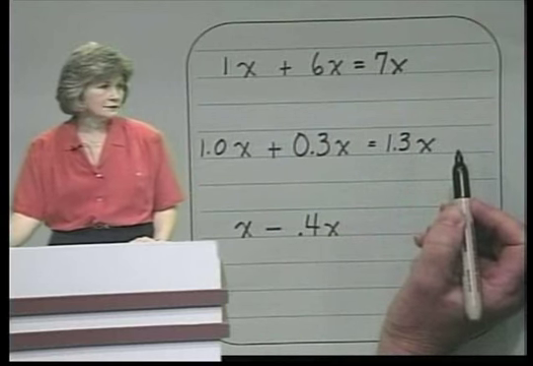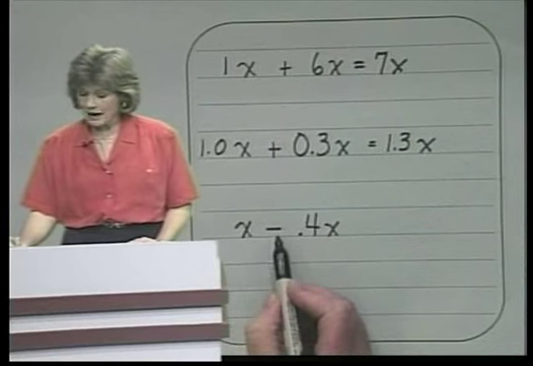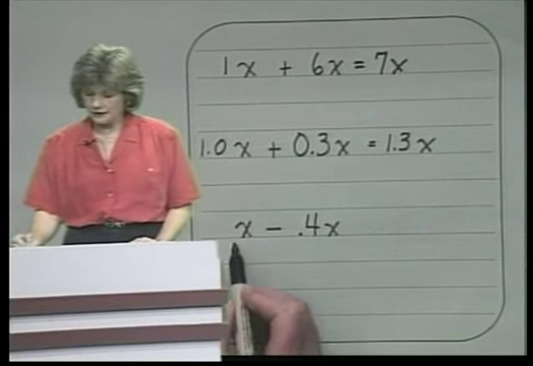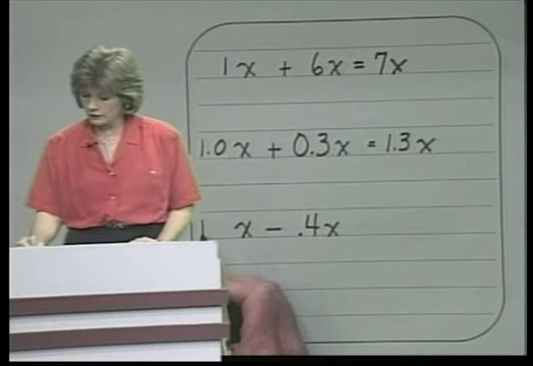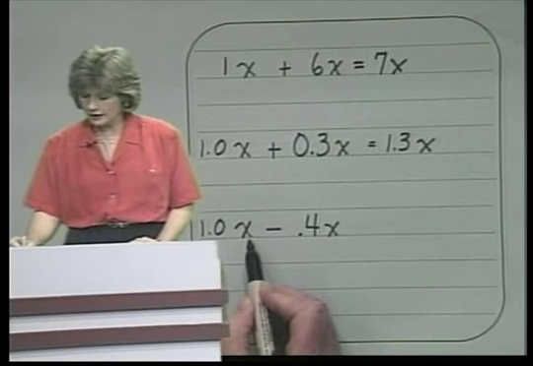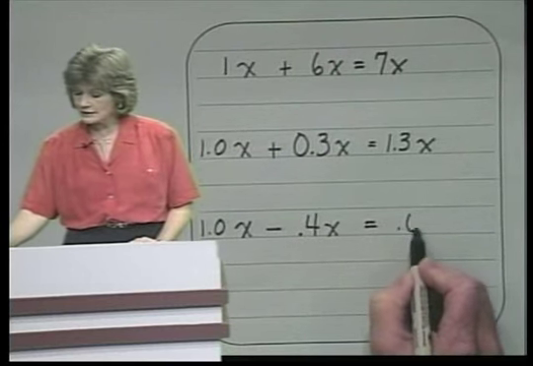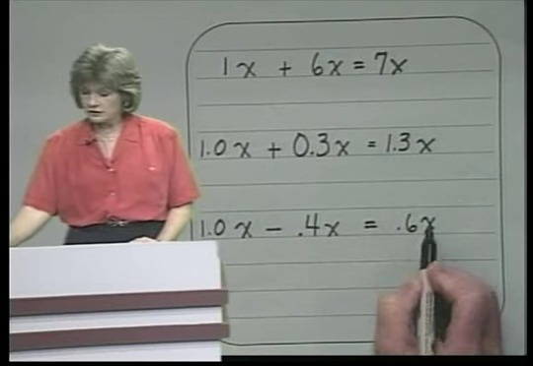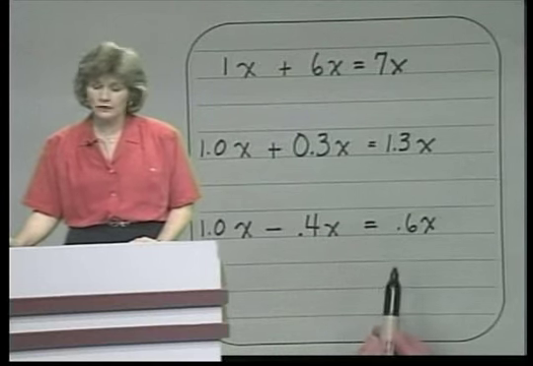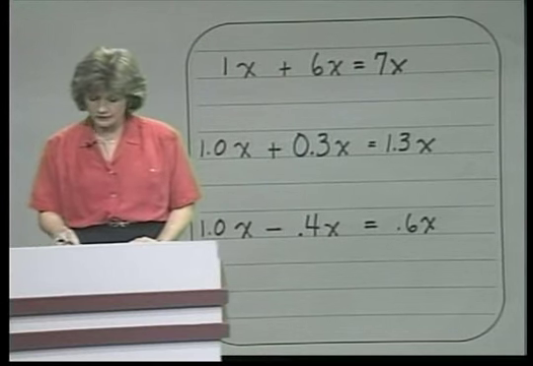1.3x. Okay, what about x minus 0.4x? Once again, that is 1x. If we wish, we could write it as 1.0x. So 1 minus 0.4 will give us 0.6x. So not always will we have whole numbers as coefficients, but we still need to add or subtract the coefficients.